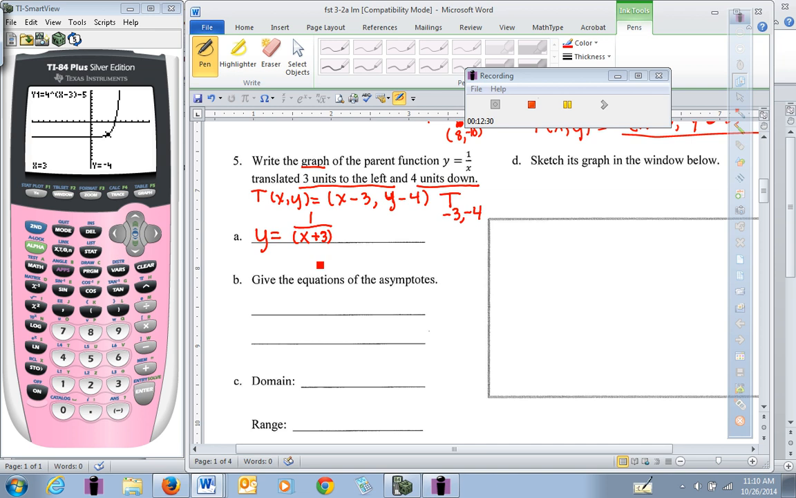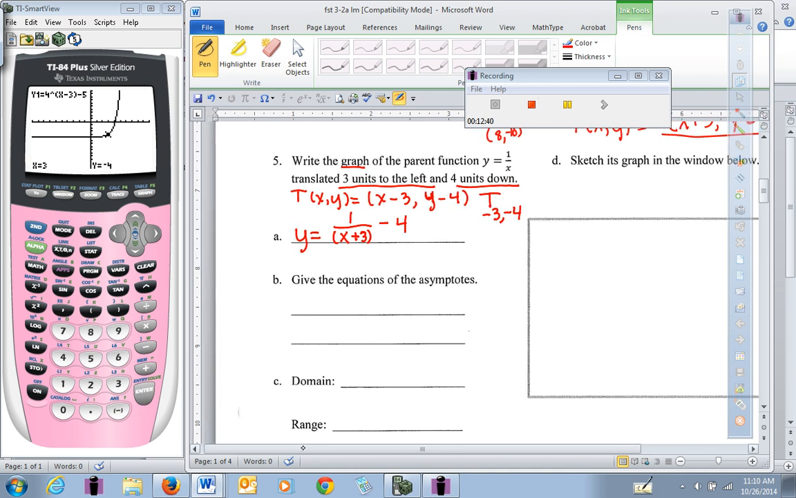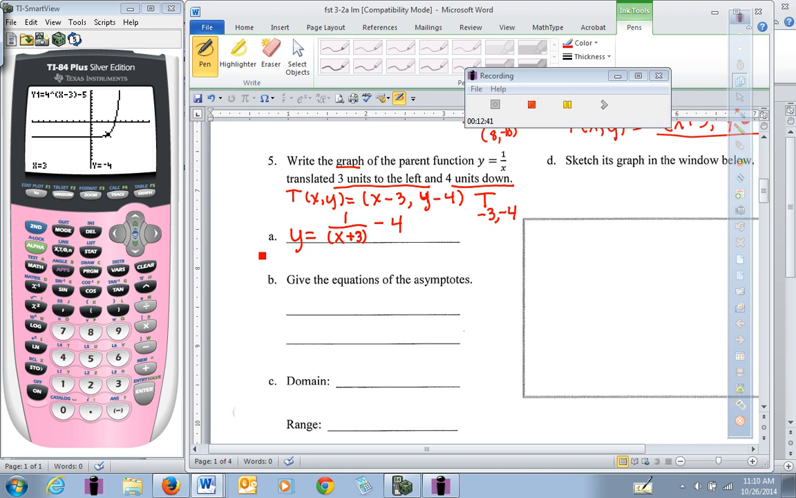That'll take it 3 to the left, and 4 units down, we'll say minus 4. So that'll go 3 to the left and 4 units down. And then it says, give the equations of the asymptotes. Okay, well here's the deal.